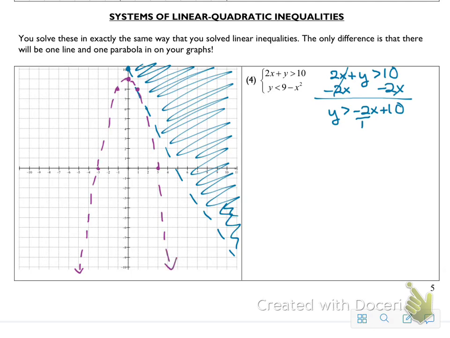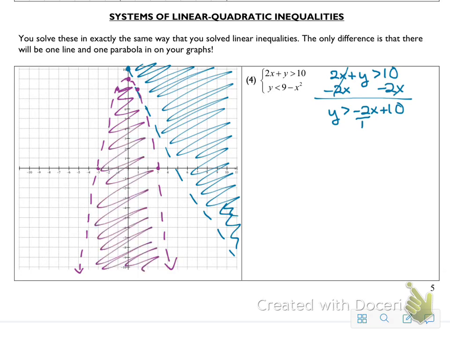Then we have to ask ourselves, is this less than or greater than? If it's greater than, it's going to be on the outside of our parabola. If it's less than, it's going to be on the inside of our parabola. This is less than, so we are shading just what's inside the parabola. So if you notice, these shaded areas never cross, which means that we don't have any solutions at all.